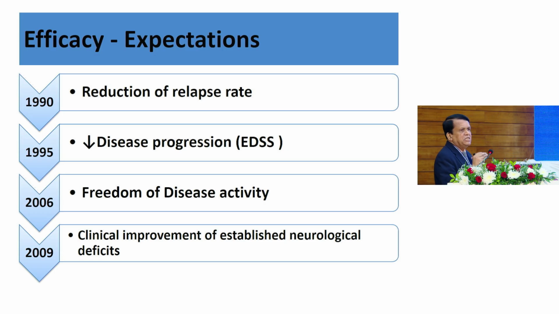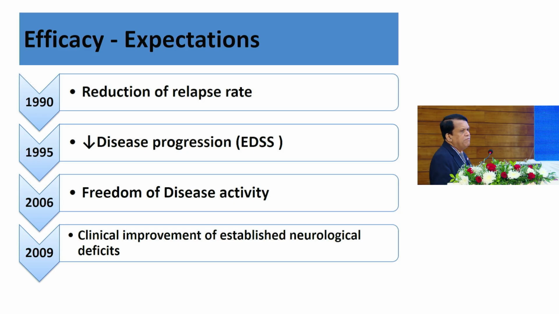I'm not going into the details of the therapy, but the goals. What we wanted in 1990, when I was a student and I was coming out, and we were seeing the demyelinating lesion, we wanted to reduce the relapse rate. When we want to reduce the relapse rate, we just want to give steroids, and there was no other drug available. We just used to give steroids.